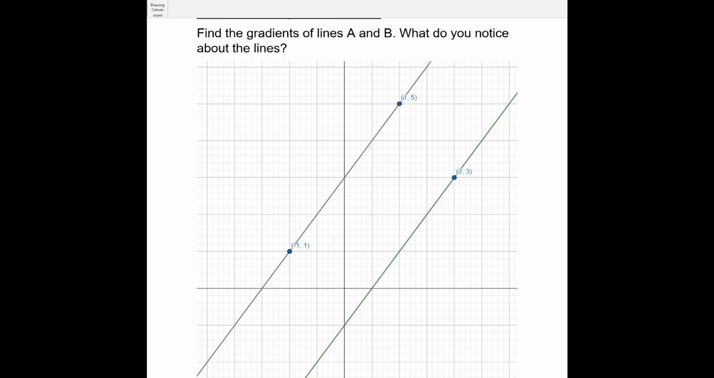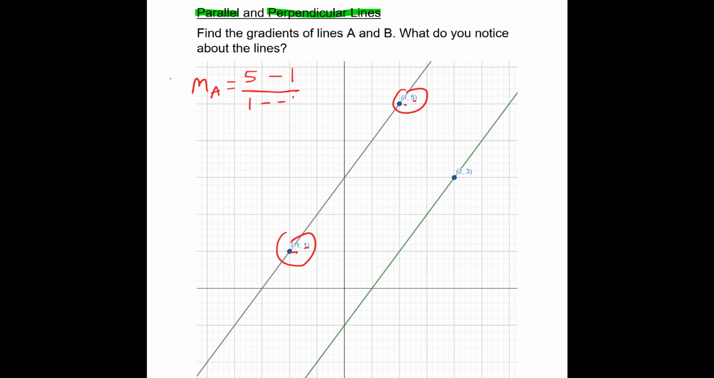Now, if I look at line A, it's got (1, 5) and (-1, 1) on the line. So to work out the gradient of A, so I'll say m with a little subscript A, this is going to be y2 take away y1, so 5 take away 1 over 1 take away minus 1, x2 take away x1. This is 4 over 1 minus minus 1 is 1 plus 1, which is 2. 4 over 2 is 2, so m sub A is 2.